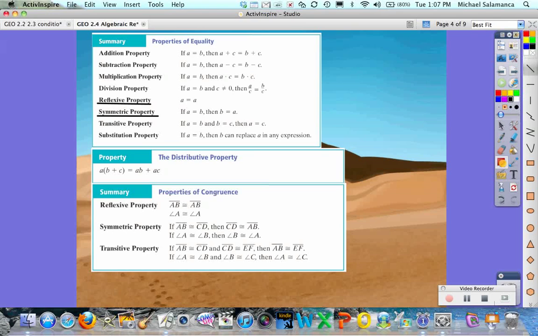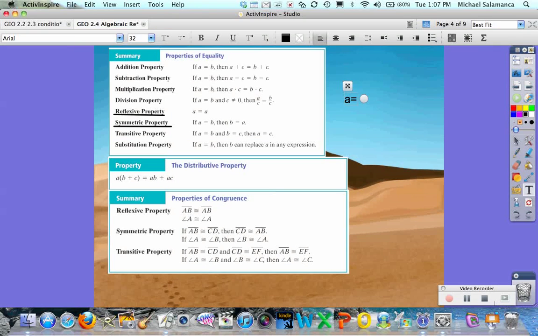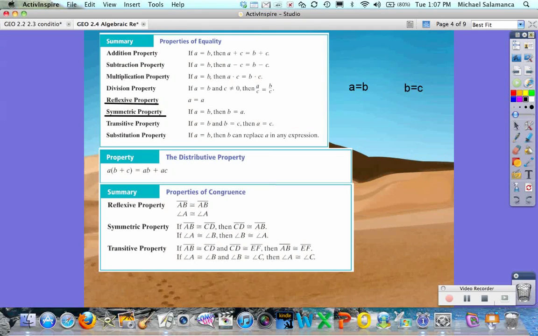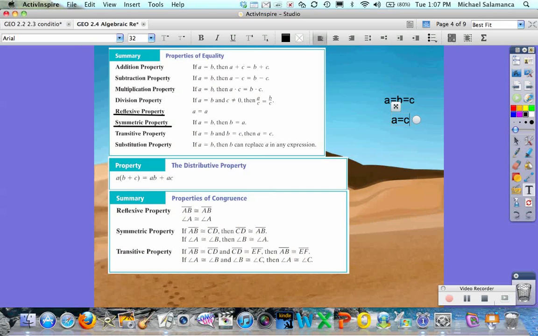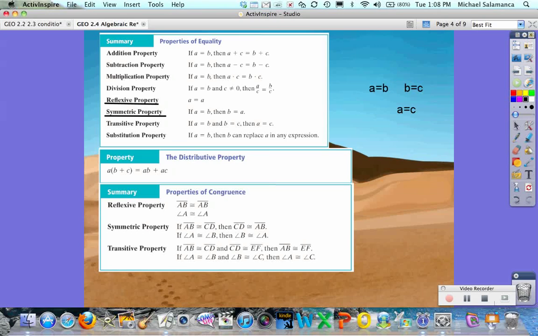Transitive property states that if A equals B and B equals C, then A equals C. So to illustrate that a little bit more, we're going to say A equals B, B equals C. Now you notice that here are the two statements. However, if I were to overlap them, since they're both equal to B, couldn't you then knock out the middleman, or the B, and say that, well, then A is equal to C? That's the transitive property.